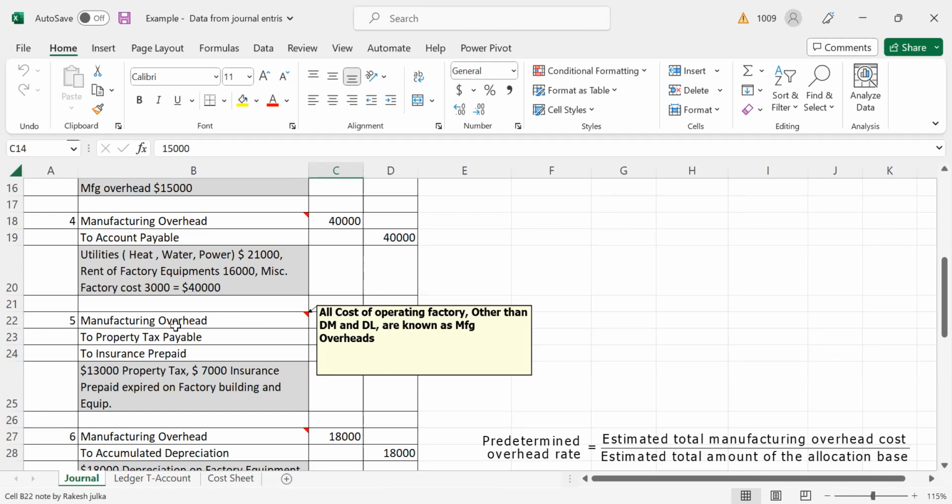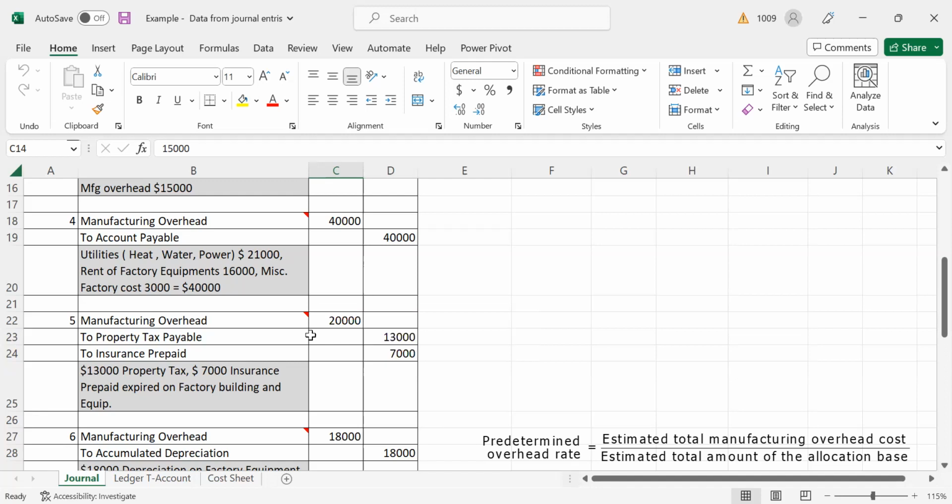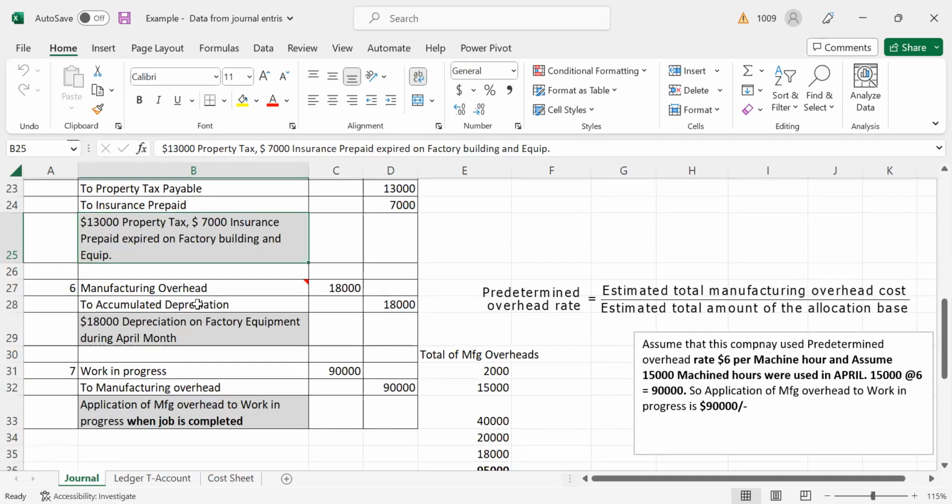Some of the manufacturing overhead we have here is 20,000, like property tax payable and insurance payable. We have this detail, 13,000 plus 7,000. These are the expenditures incurred by the company. Next is the overhead expenditure, that is 80,000, depreciation on the factory equipment during the month of April.